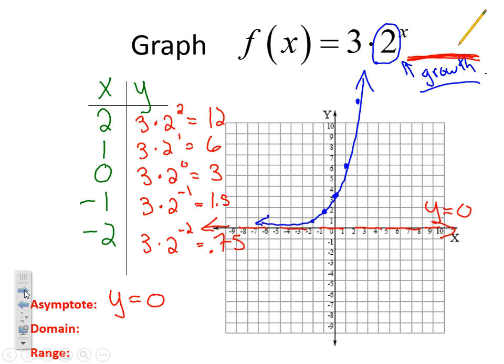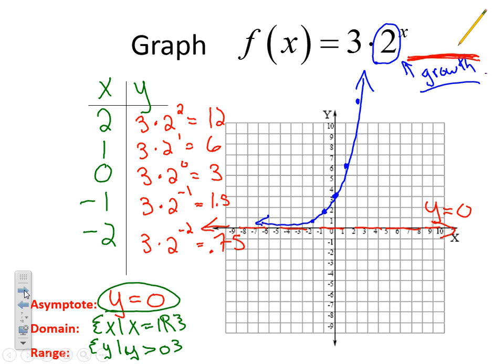Now I need to do the domain and range. The domain, if I can pick any x value I want, that means that my domain is going to be x such that x equals all real numbers. Now my range, if we look at this, my asymptote's at 0. So whenever we do our range, we look at our asymptote. If it's above it, it's going to be greater than. If it's below it, it's going to be less than. So our range is going to be y such that y has to be greater than, not equal to, because it's never going to touch 0.